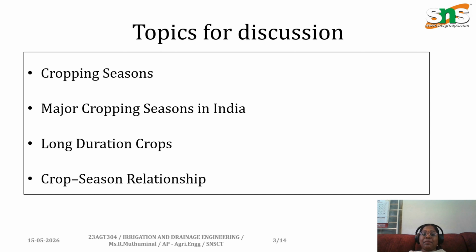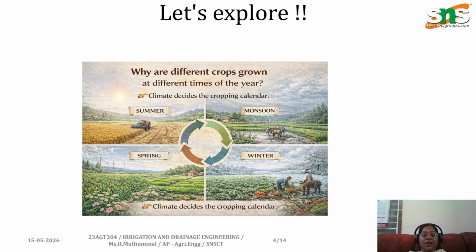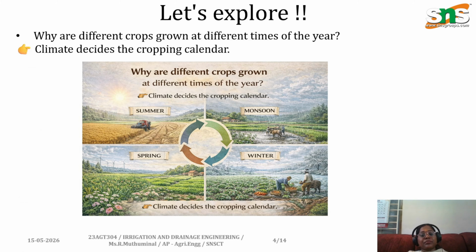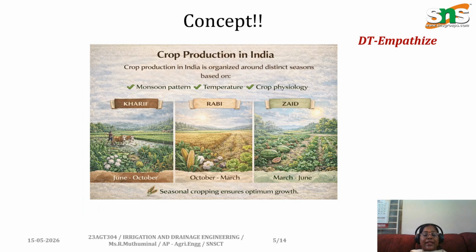Agriculture in India is deeply connected with climate and monsoon patterns. Different crops grow during different seasons because temperature, rainfall, humidity, and soil moisture are all very different throughout the year. So that means nature follows a calendar long before humans invented one. The farmers simply learn to read it better than anyone else. So that is the basic concept involved.